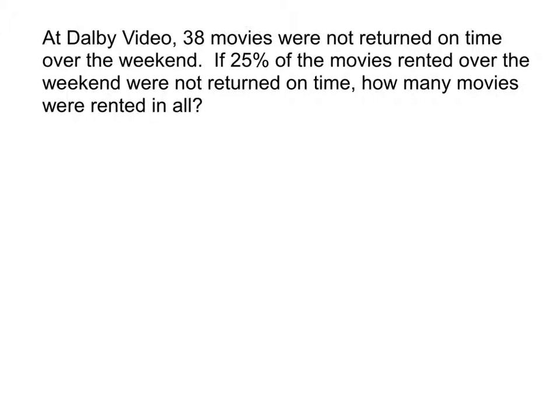Here's another example. At Dalby Video, 38 movies were not returned on time over the weekend. If 25% of the movies rented over the weekend were not returned on time, how many movies were rented in all? So the very first thing that we need to do is come up with our is over of statement. Once again, there are different ways of writing it, but certainly one way it could be written is 38 is 25% of what?